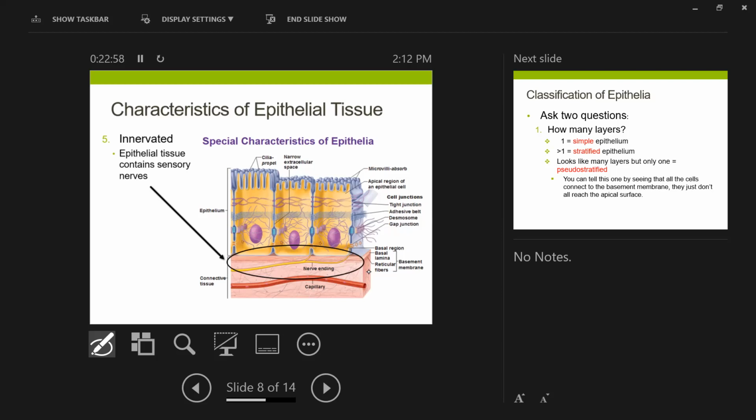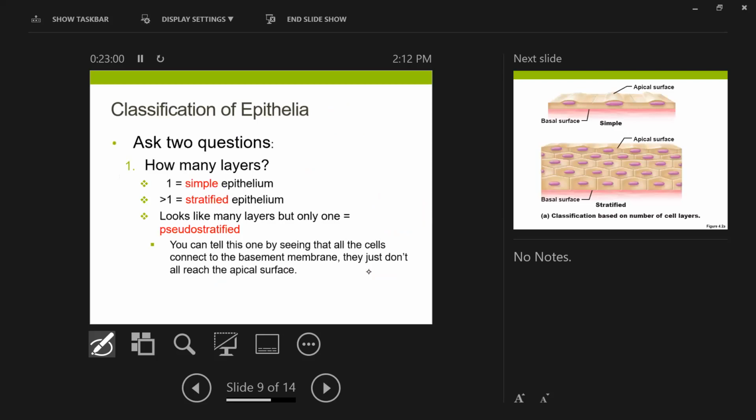Okay, now it's time for naming, guys. You're going to need to learn how to name these tissues. So lesson number 1: if you see one layer of cells in epithelial tissue, the term is called simple. Simple means one layer. If you see multiple layers of cells in epithelial tissue, the term is stratified.